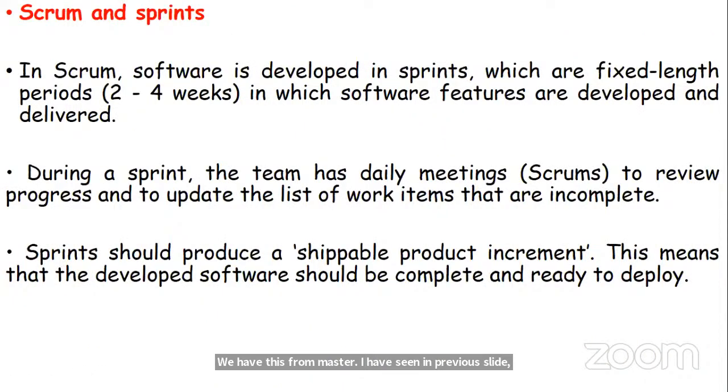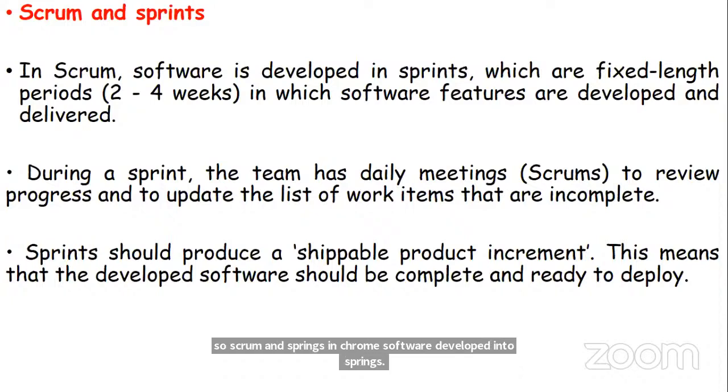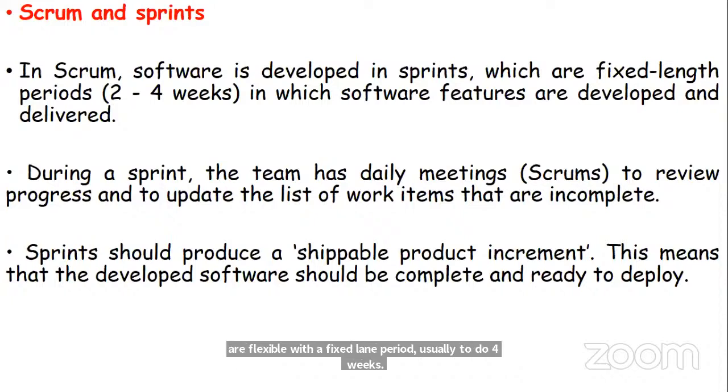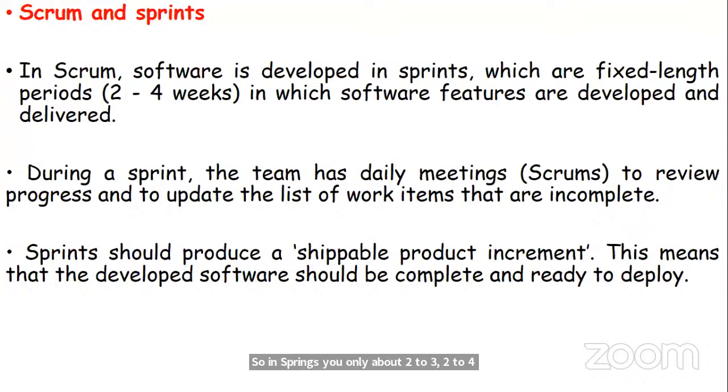So, Scrum and sprints. In Scrum, software is developed in sprints. What is a sprint? Of course, we have seen what a sprint is in the previous slide: a fixed-length period, usually 2 to 4 weeks, in which software features are developed and delivered. During the sprint, the team has daily meetings, which are called Scrums.